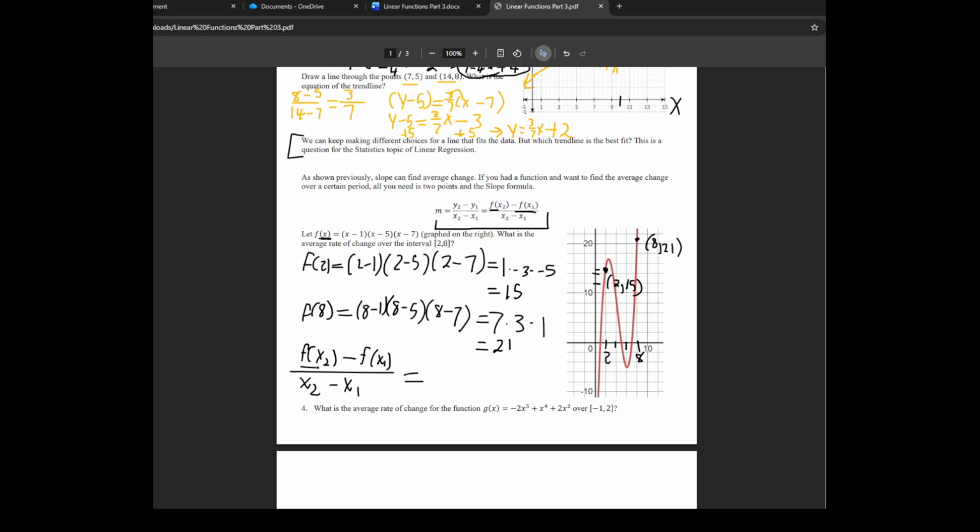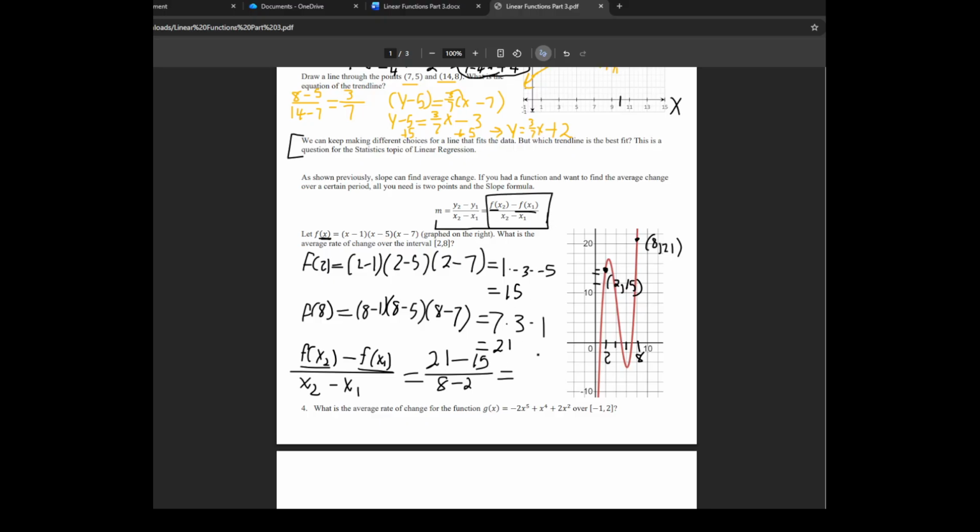So when I plug in x2, or my second value, when I plug in 8, I get out 21. So that's 21 minus f of x1. Well, when I plug in x1, or 2, I get 15. So minus 15. x2 minus x1, that's just 8 minus 2. And so this entire thing is the same thing as what we've been doing, just written in a different format.